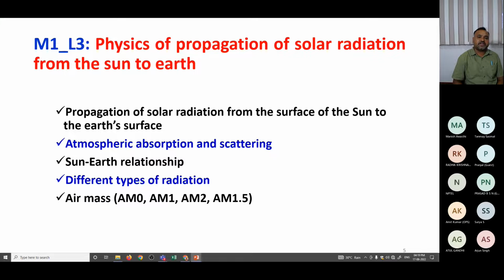discussed, and then what are different types of radiations like diffuse radiation, normal radiation, and then global radiation, which is nothing but the sum of diffuse and normal radiation. Also air mass, AM0. What is AM0? When we are talking about extraterrestrial radiation, then we will go for AM0. And when we are basically interested in testing of solar modules, then we will go for the AM 1.5 spectrum.